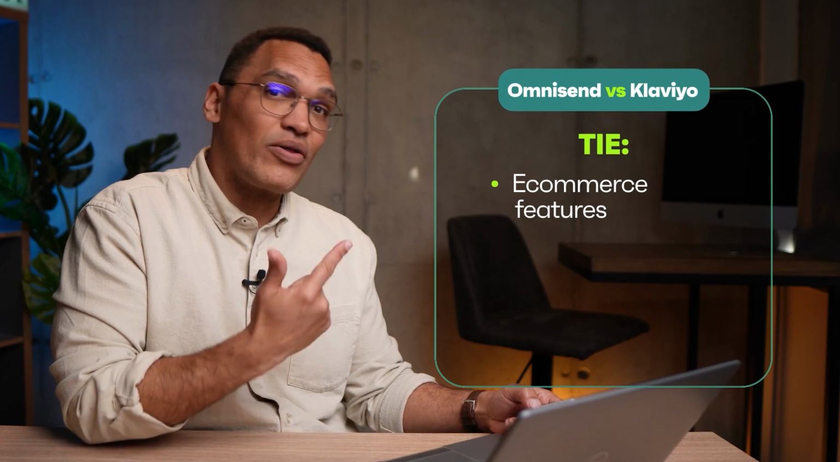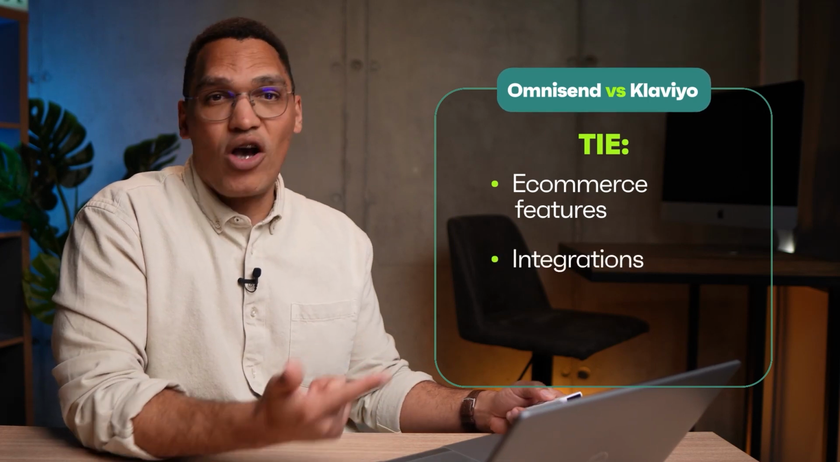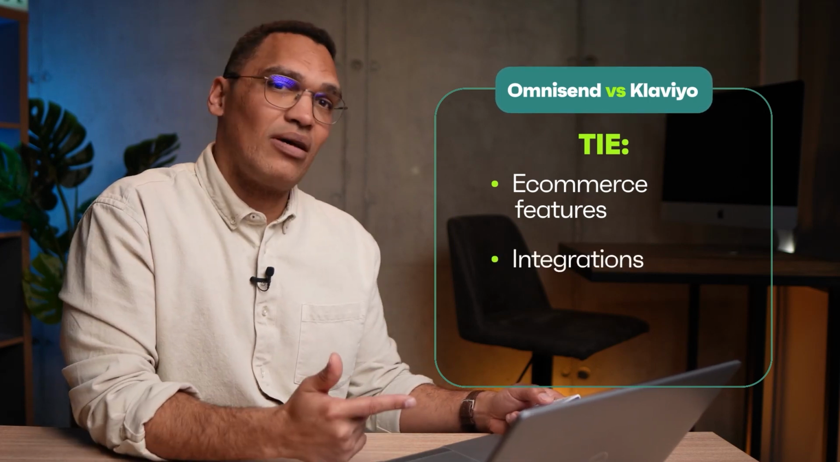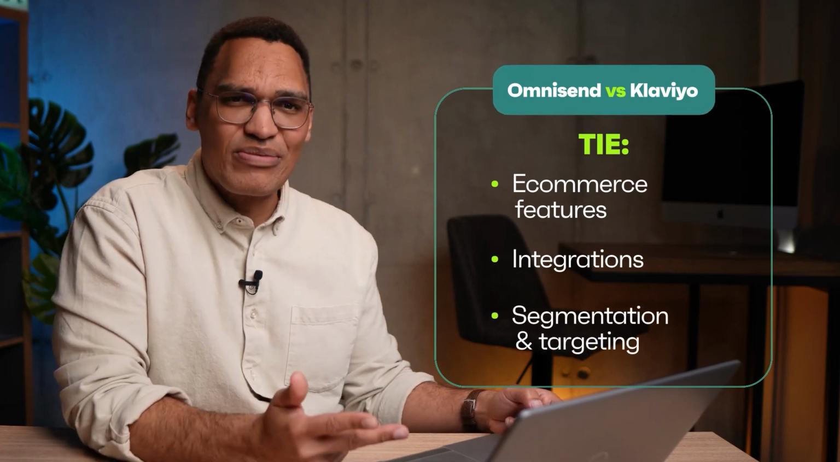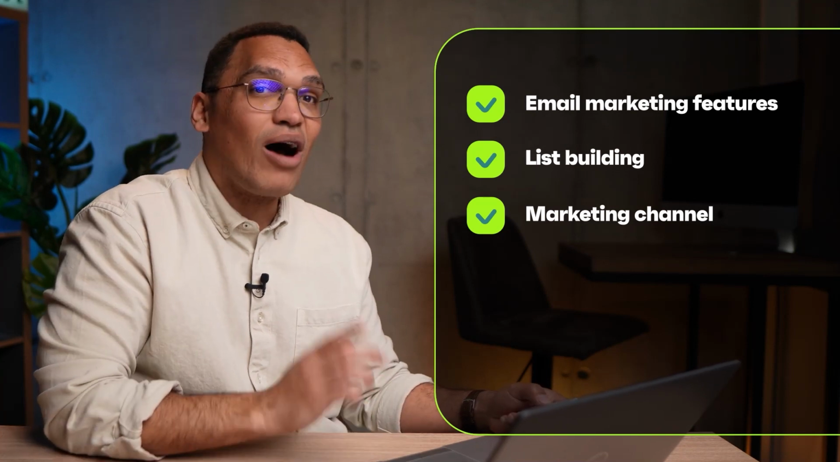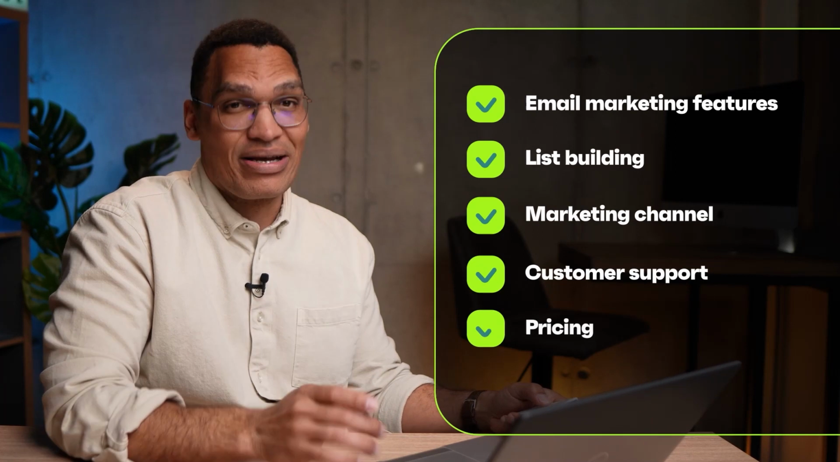Let's summarize what we've learned so far. Both tools are built for e-commerce merchants. Both Omnisend and Klaviyo integrate well with e-commerce platforms and third-party apps. Both offer precise segmentation for great targeting and conditional splits in automation. Omnisend nudges Klaviyo out on extra email marketing, list building, and omnichannel features. Furthermore, Omnisend outright wins over Klaviyo in terms of customer support and pricing.